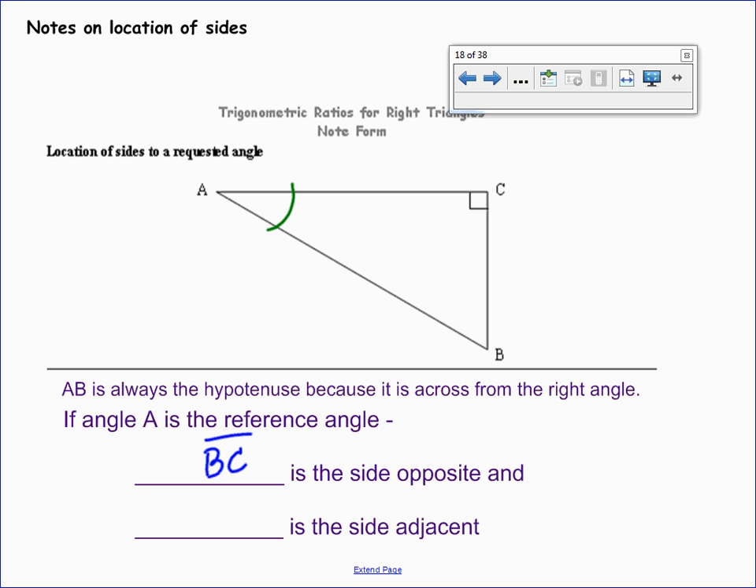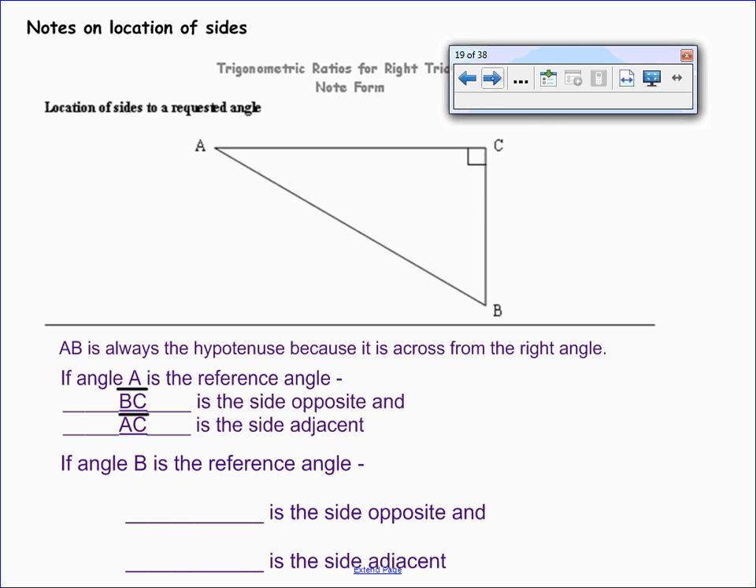Go ahead and tell the class the side adjacent A with letters. What would that look like with letters? Andrew? AC. AC is adjacent angle A, that is adjoining. It's touching, but it's not diagonal. Good. And I believe I wrote that in with the little line tool too. There we go. So BC is opposite angle A, and AC is adjacent angle A.